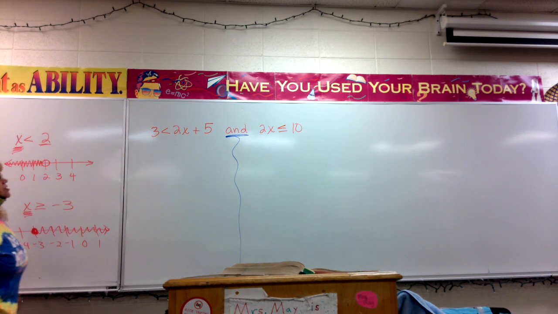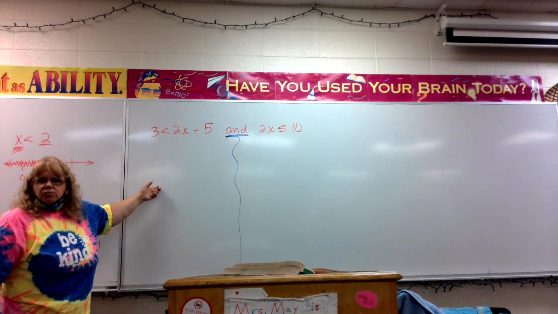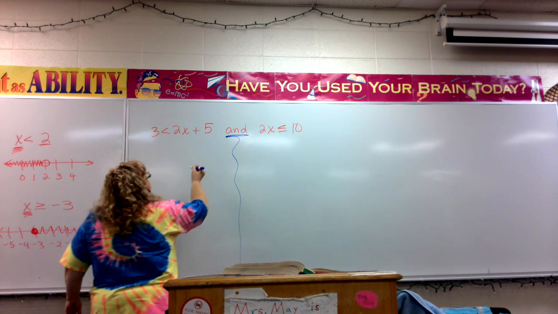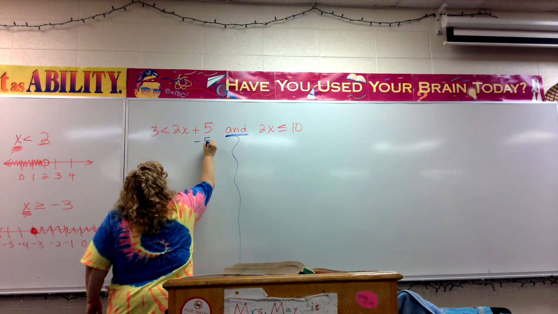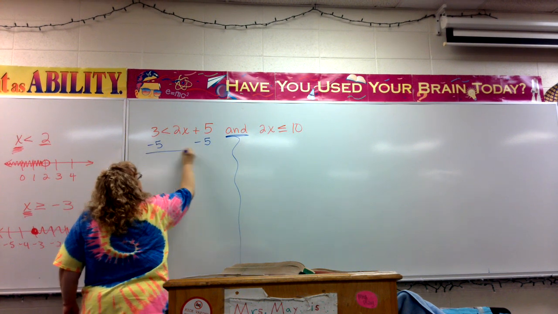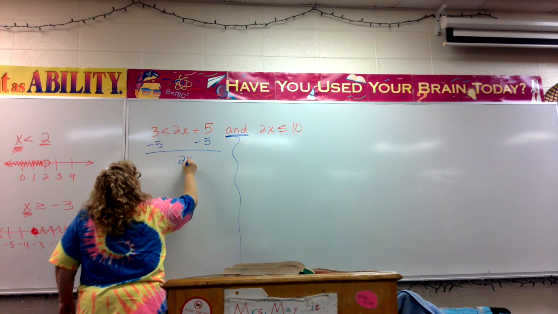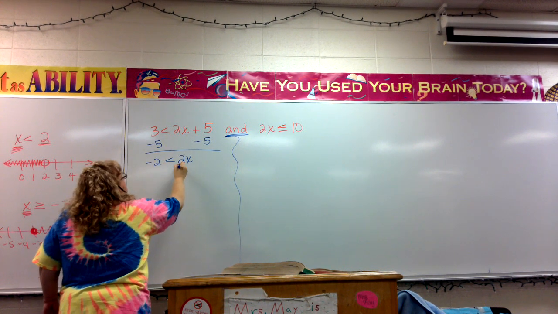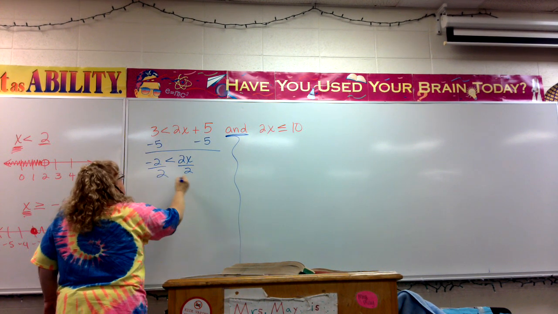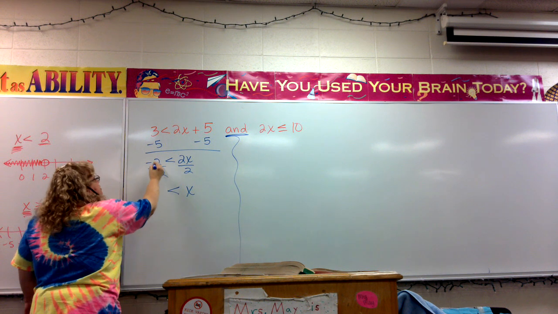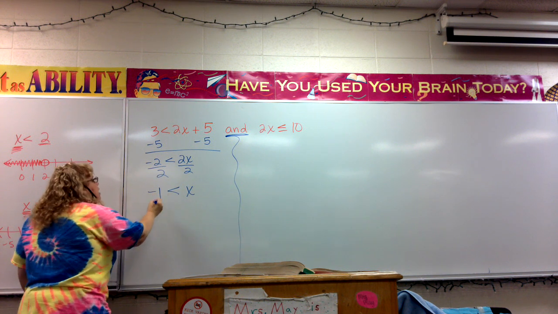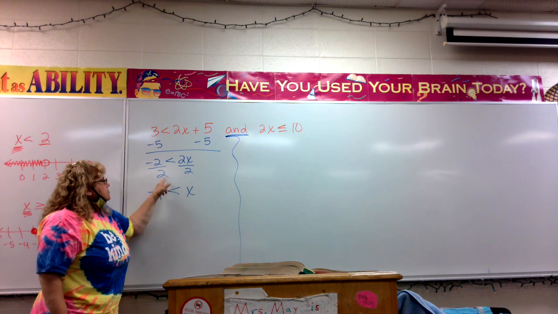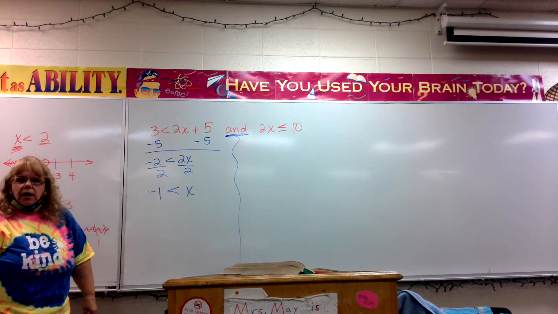You solve the first inequality. You know how to solve this, right? That's what we did yesterday. What would you do first? Subtract 5. 2x greater than, divide by 2, divide by 2. X is greater than, and I don't need to flip the inequality because I divided by a positive 2, right?